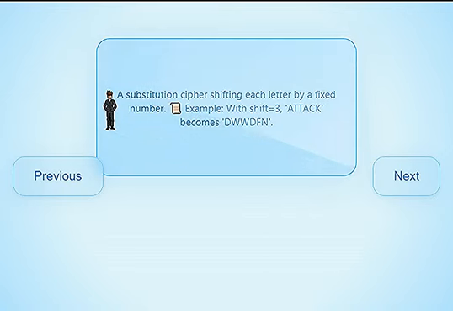The Caesar cipher is a type of substitution cipher where each letter is shifted by a fixed number. For example, if we had the message attack and we used a shift of 3, the letters would be shifted to the right by 3 places in the alphabet. This would result in the message DWWDFN. This is a simple and easy to understand cipher, but it's also easy to crack if the attacker knows the shift value.